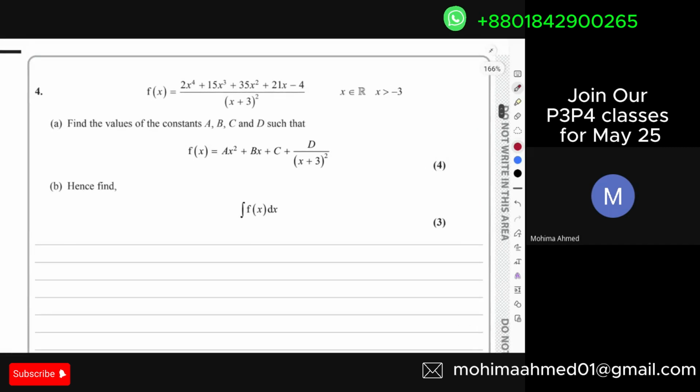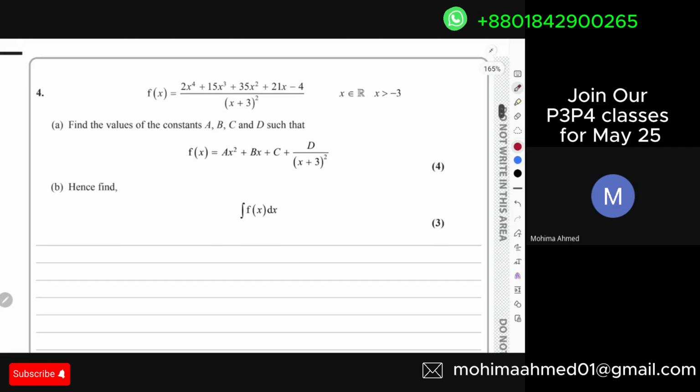So if you're starting with this, x power 4, 15x squared, 35, 21 minus 4, I can understand even if I do long division over here, I won't get an exact value, right? Over here, we have x plus 3 and x plus 3. X plus 3 whole square means that we have two factors. Like both of the factors over here are x plus 3. So if I write, just 1 minute, please.